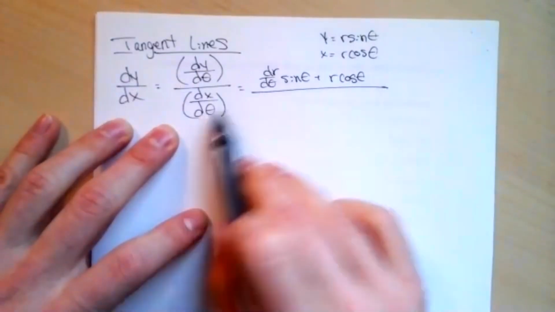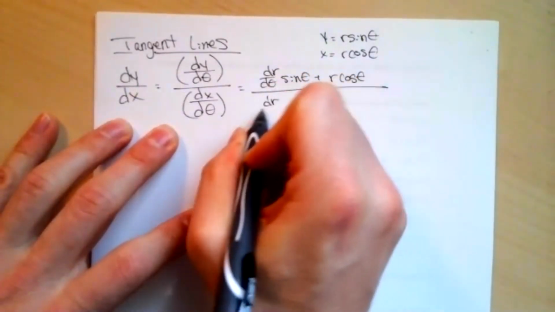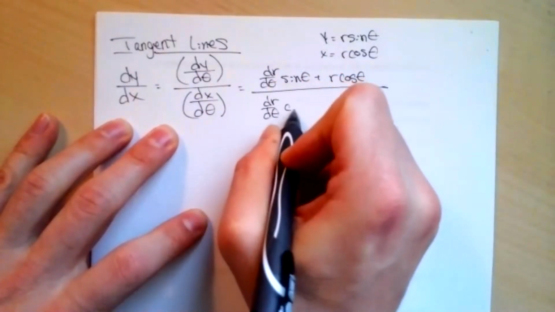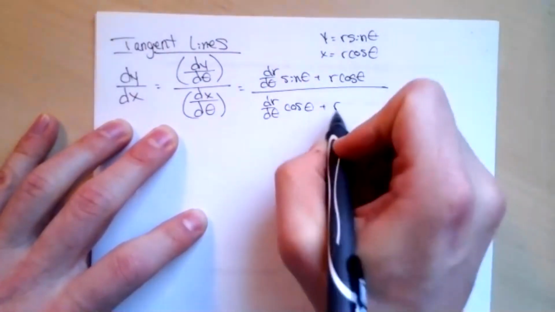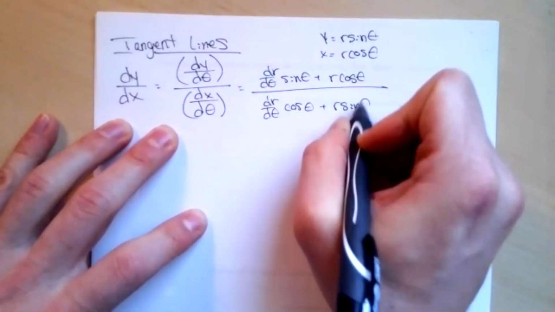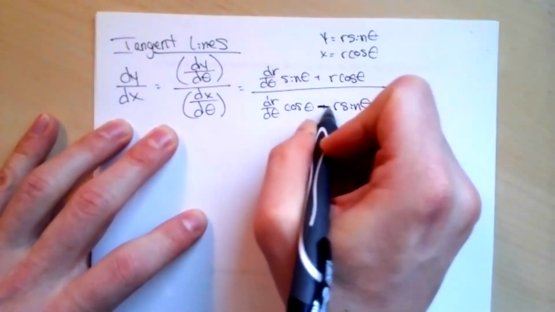For x, we do something similar. We're going to have dr d theta times cosine theta plus r times the derivative of cosine, which is negative sine theta. So we need a minus sign there.